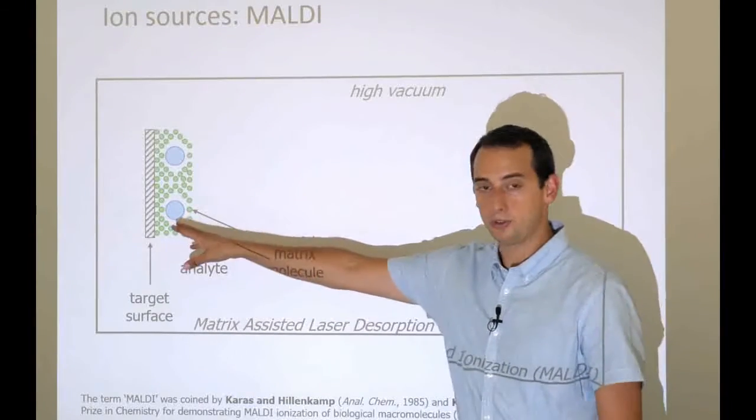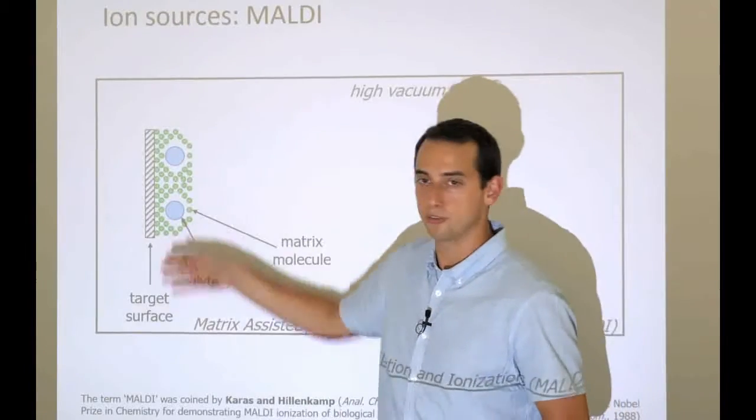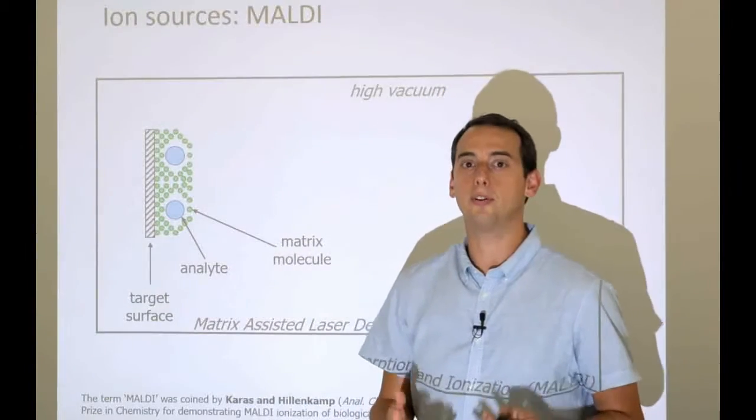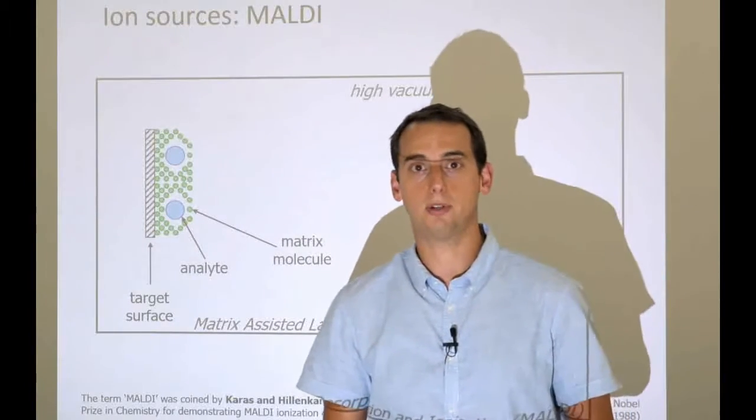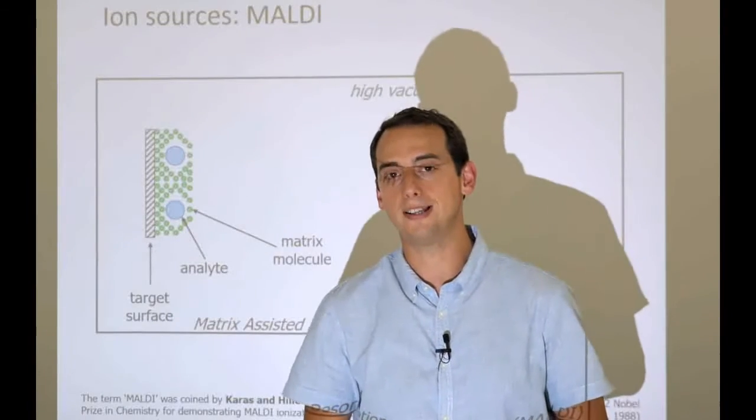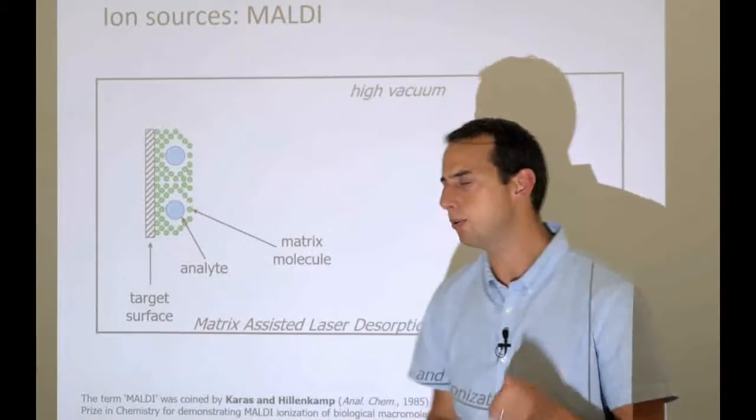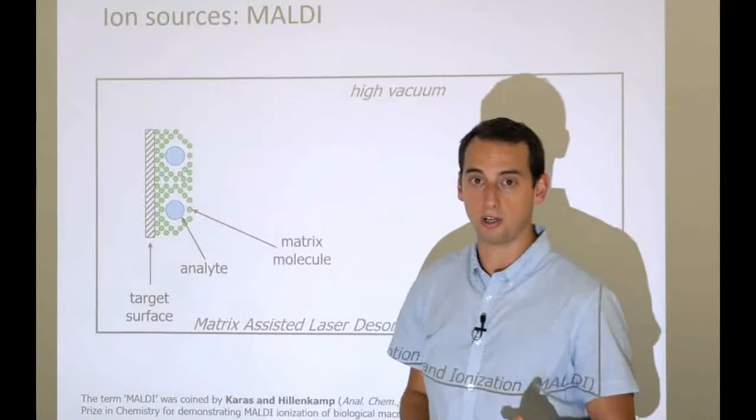Now, that's all well and good, but this is completely useless for a mass spectrometer, because a mass spectrometer doesn't work on solid state objects. It works on molecules in the gas phase, preferably in a very high vacuum, so that we have nothing there but the analyte molecules and as little else as possible. So how do we get these guys into the gas phase? And remember, we still need to charge them as well.